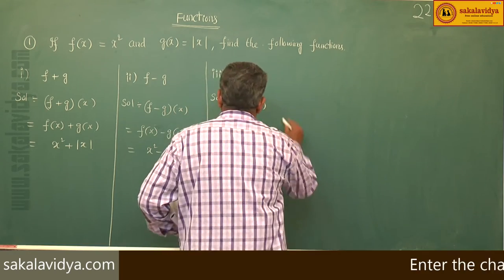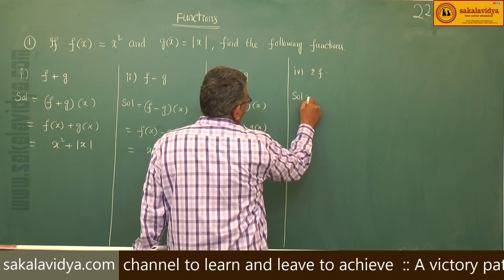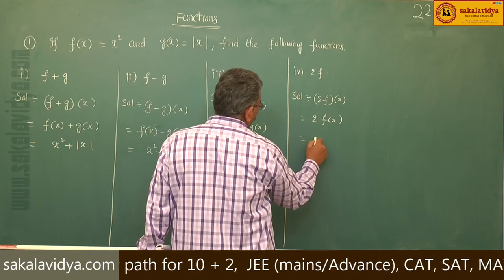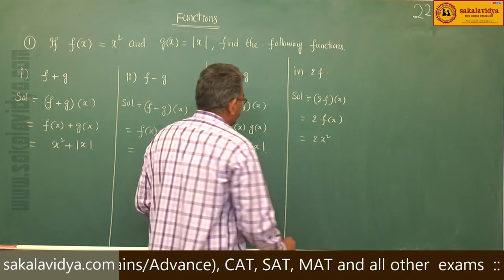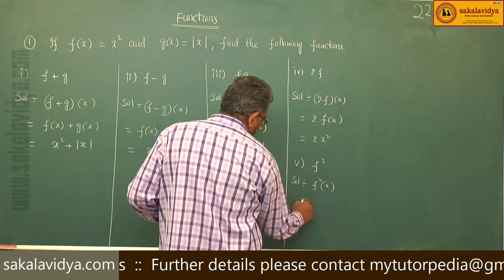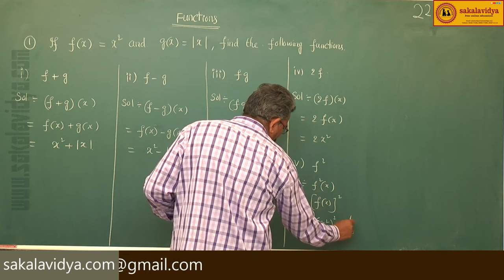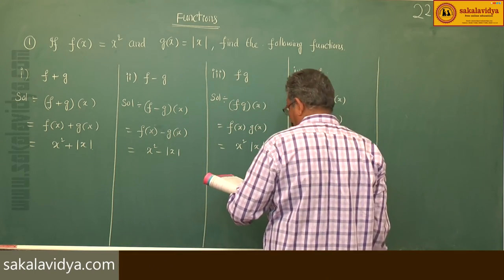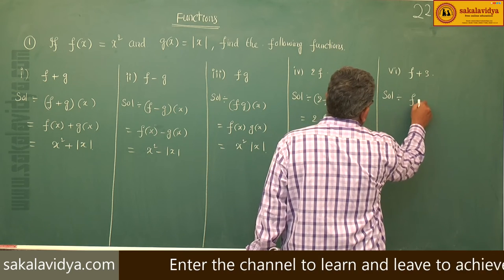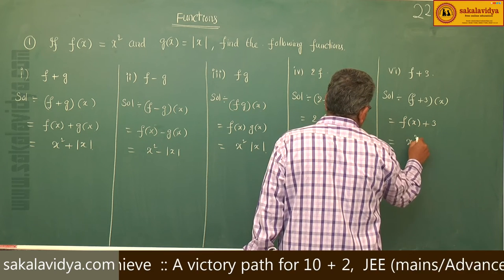Now 2f. 2f of x is 2 times f of x. F of x is x square, so we get 2x square. And next, the fifth one is f square. So now this is f square of x, by definition f of x whole square. Since f of x is x square, whole square, x to the power of 4. So next, f plus 3. Now f plus 3 of x, by definition this is f of x plus 3, f of x is x square, and plus 3.